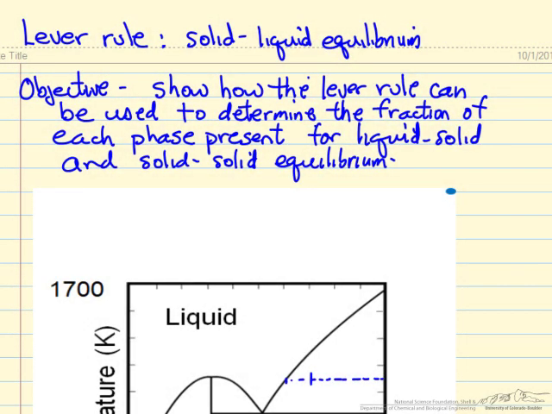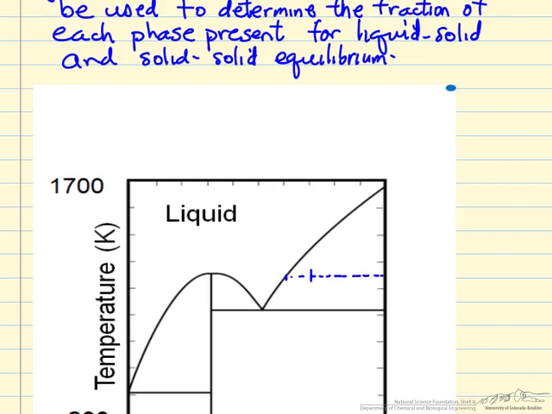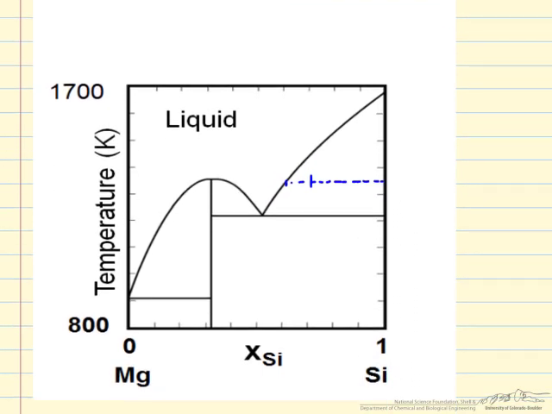The use of the lever rule will be demonstrated for a system that has both liquids and solids, as well as solids and solids in equilibrium. And the lever rule allows us to determine how much of each phase we have when we have more than one phase present, and we know the overall composition.